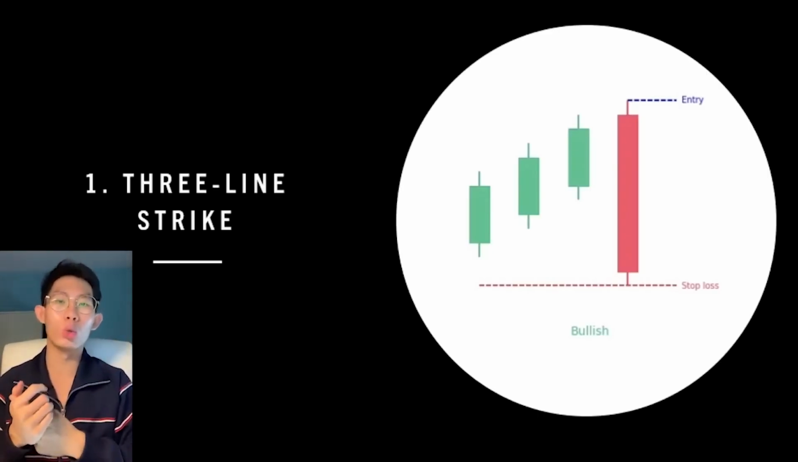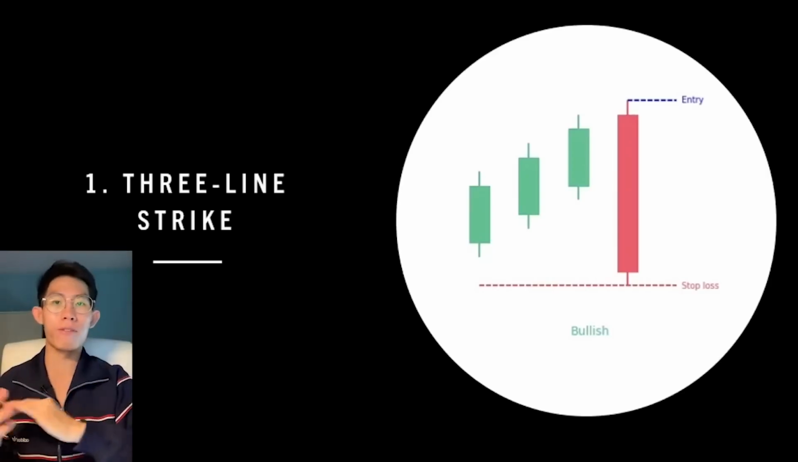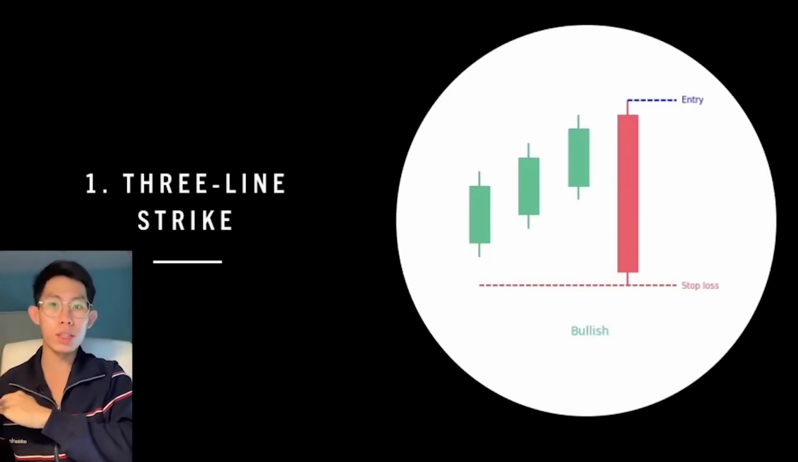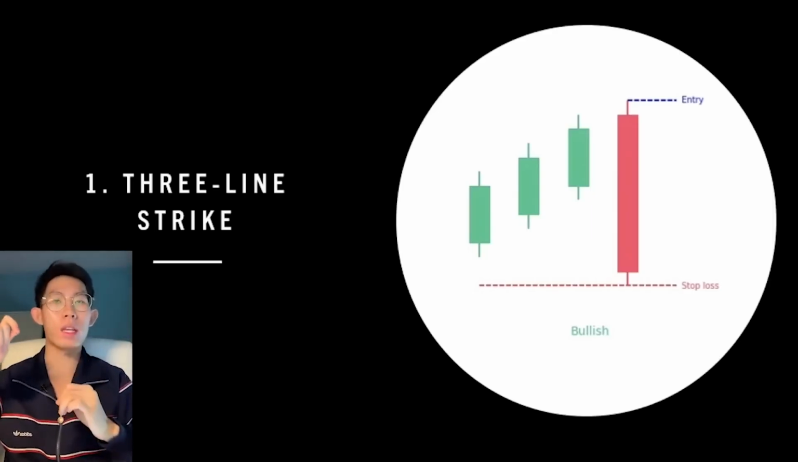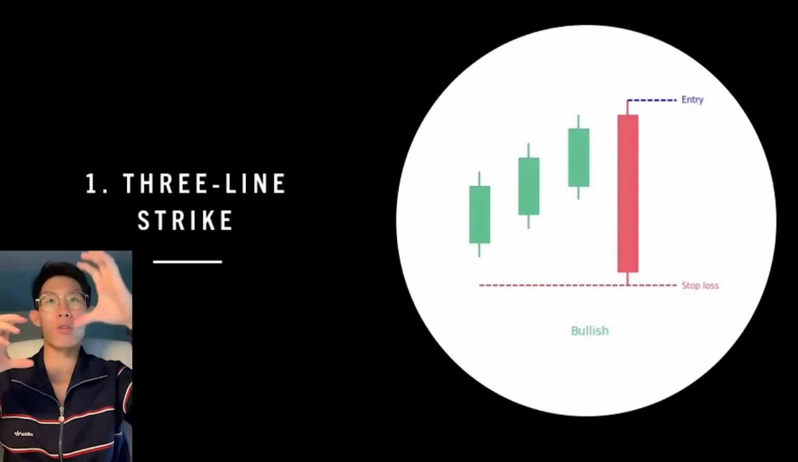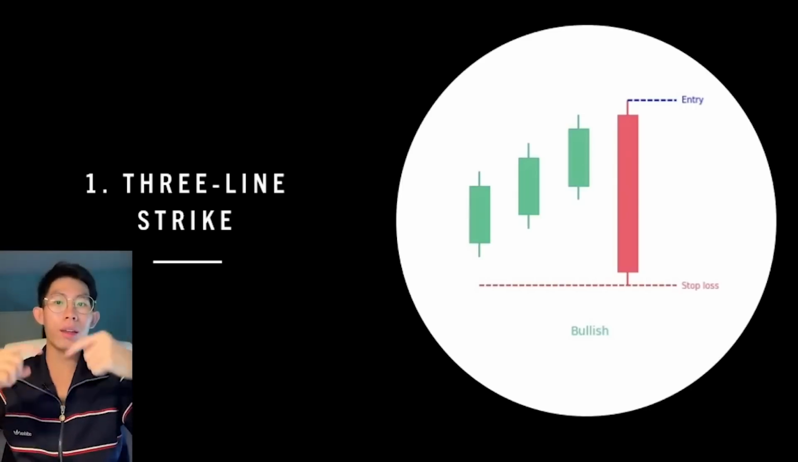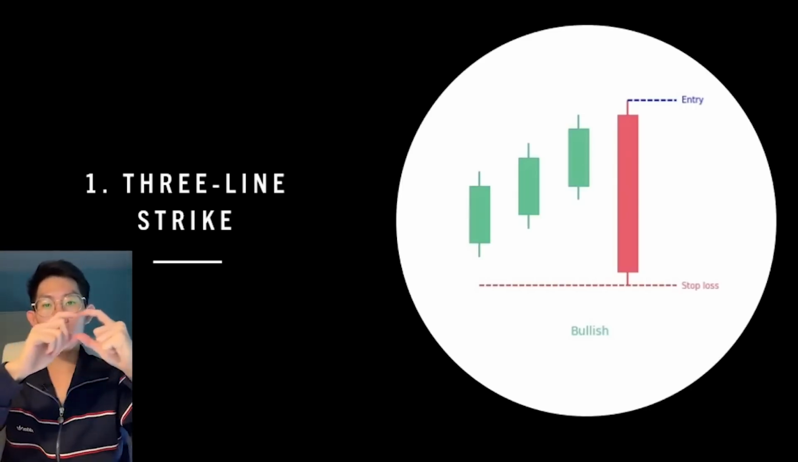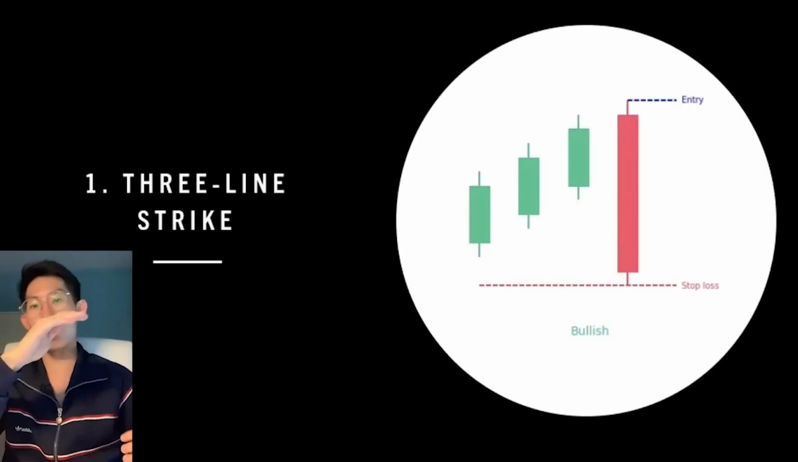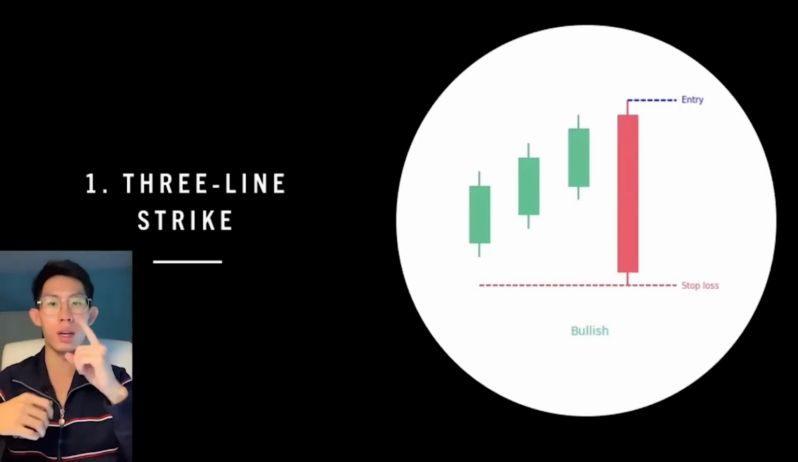The first thing you need to do when you look at this pattern is look out for the overall trend first, right? If the overall trend is an uptrend, then it will be 3 red candlesticks followed by 1 bullish engulfing candlestick. And if the overall trend is a downtrend, then it will be 3 little green candlesticks and then 1 huge bearish engulfing candlestick, and then you can sell it down. I'm going to show you on the charts in a minute.